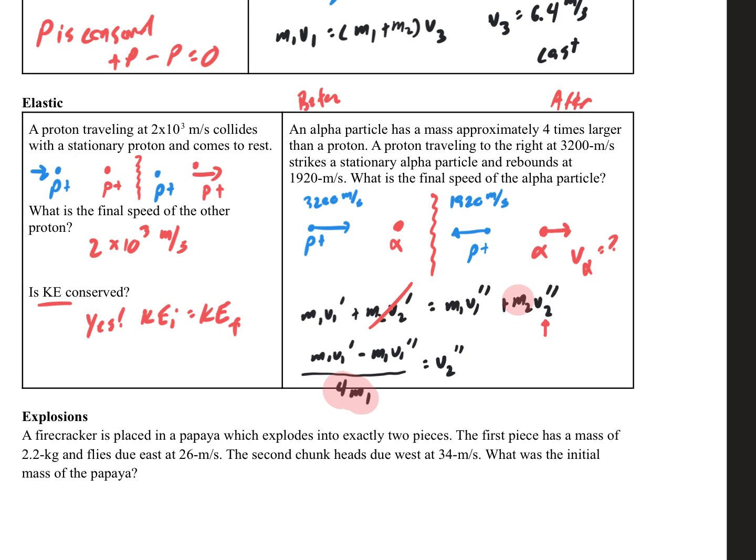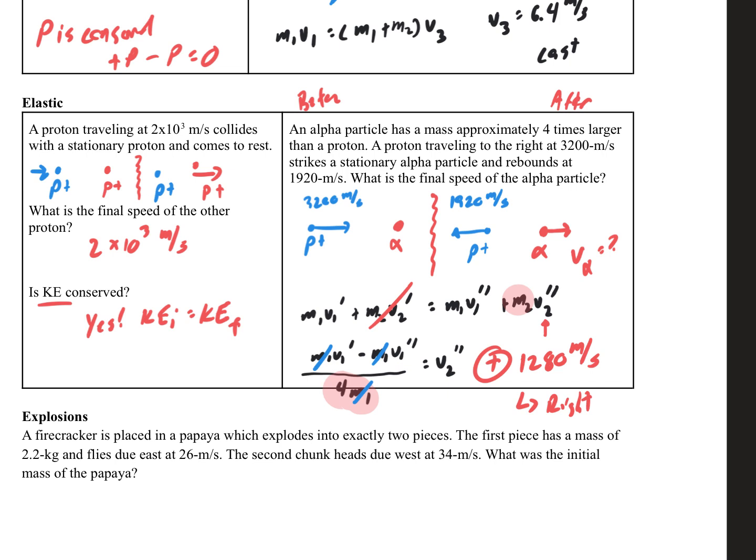One of the reasons we did that is we weren't given the masses, right? But if I do everything in terms of m1, everything gets to drop out. Yay, math. So we get a velocity of about 1280 meters per second in the positive direction, or to the right, whichever way you decided to say it. That's how we're going to do that, okay?